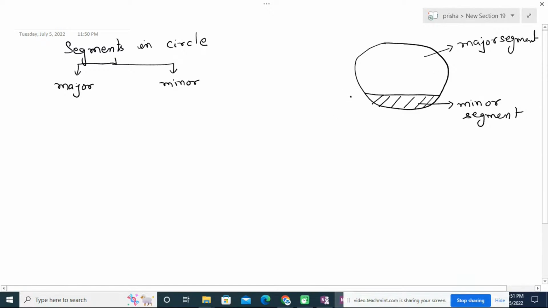How will we write it? Let it be A, B, let it be C, let it be D. For example, the major segment we write as ACD, and the minor segment we write as ADB. Or we can also write it as ADBA, four letters, ACDA.